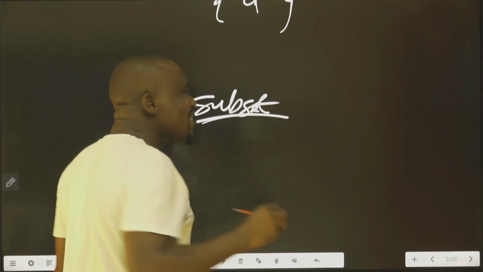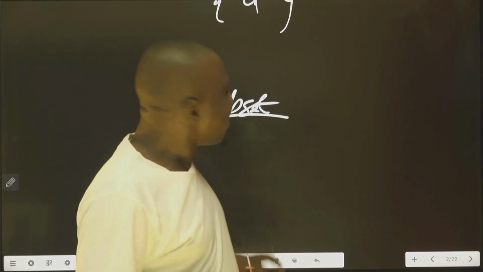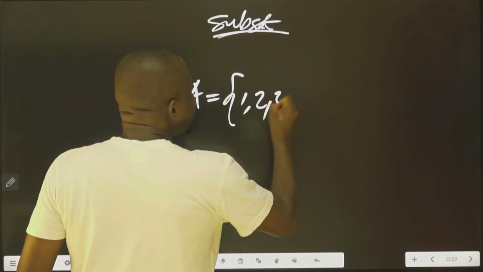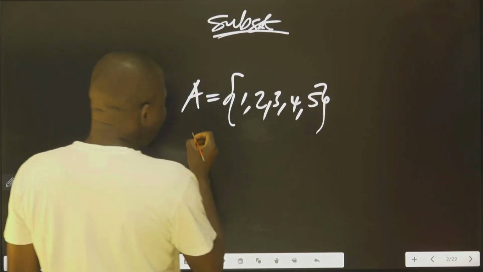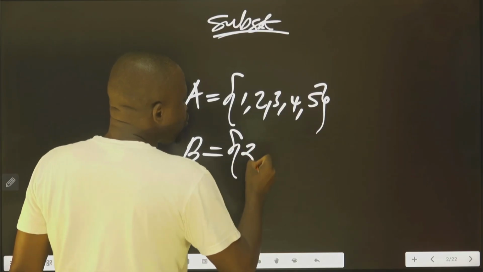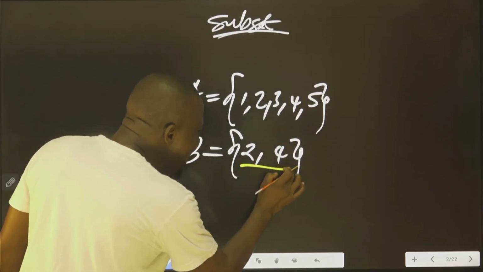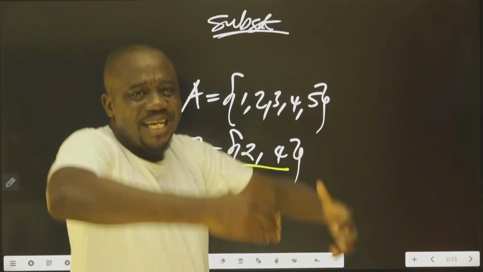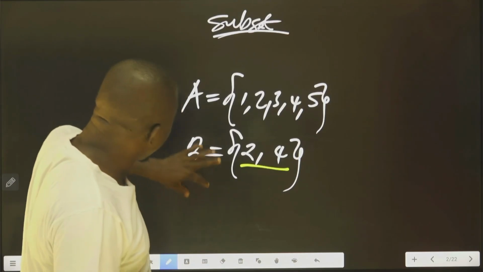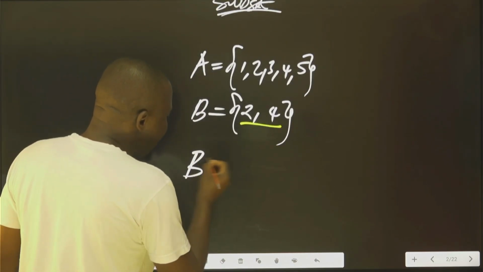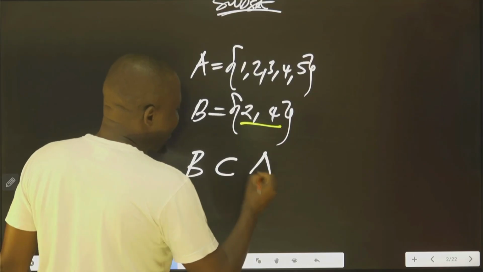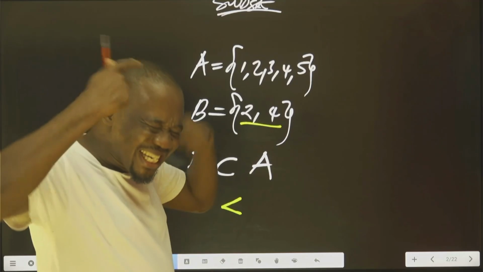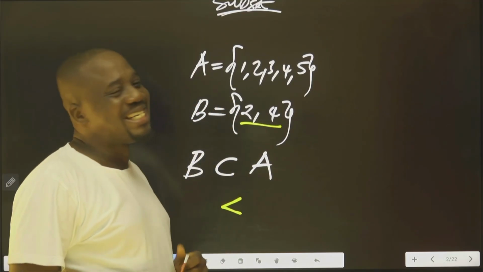Okay? Now, we look at subset. Subset, as the name goes, is a sub of another set. Say, for instance, you have A equals 1, 2, 3, 4, 5. Then you have B equals 2, 4. Everything here is also here. This is a subset of this. How do you represent this? We say B is a subset of A. You write this mathematically, less than. That is the picture you should look at. This is less than this.